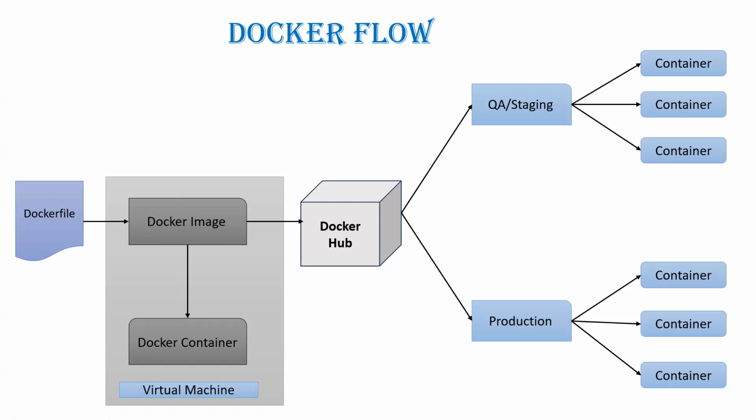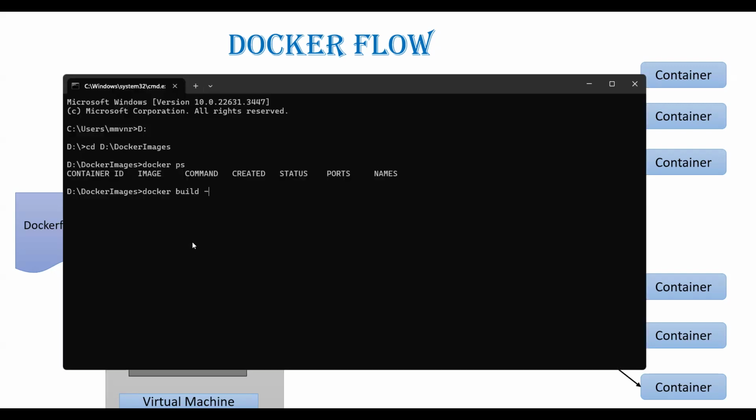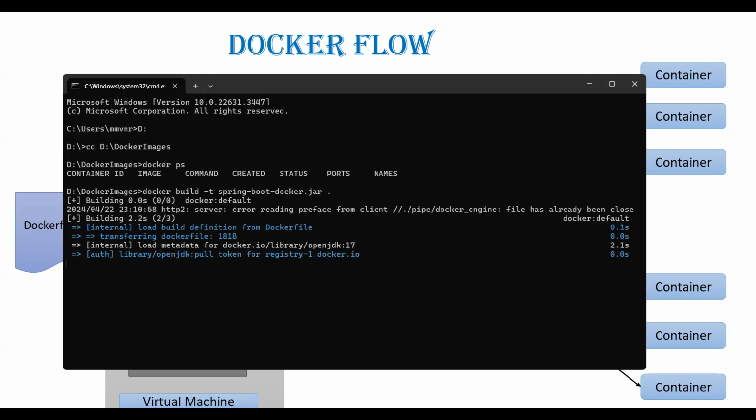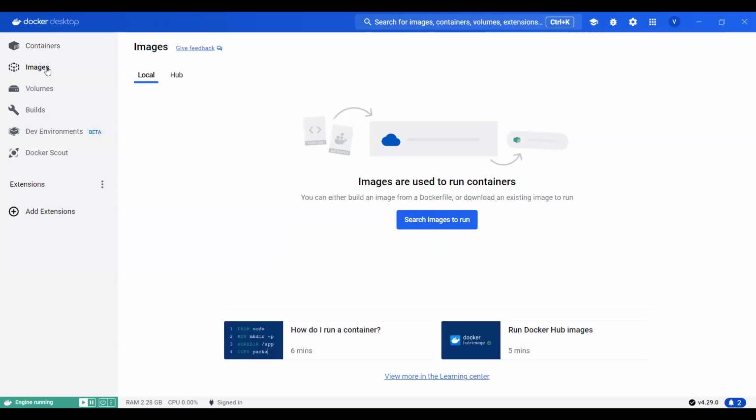How to do that? To build a Docker image, we have a command called docker build. Let me show you. The command is docker build -t, followed by the image name. We will go with the same jar name, then a dot. If it is the first time, it takes some time to load the jar and do that. Now it says the Spring jar is not found. Okay, it is not available at the time. Now we'll go to images.